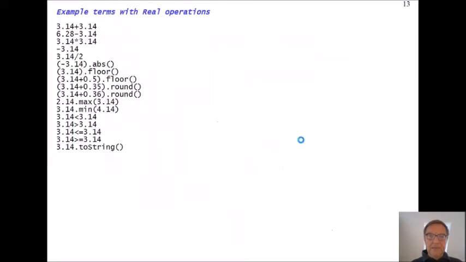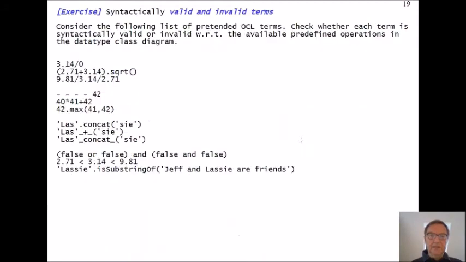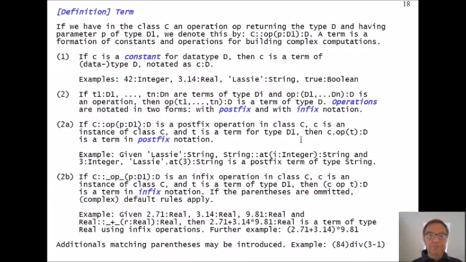And we have seen the general definition of a term. A term is either a constant or a term is constructed by the application of an operation to already existing terms.